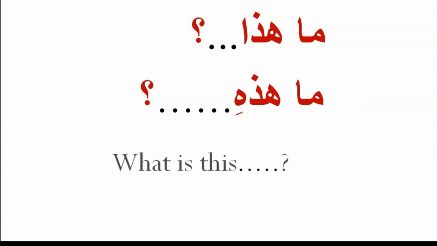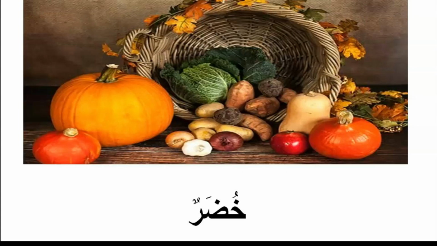ما هذا؟ ما هذه؟ When we would like to ask questions about anything, we say ما هذا؟ ما هذه؟ خضر vegetables.